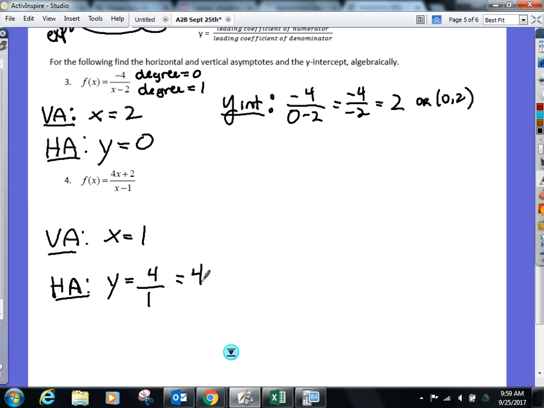What is it? Y cannot equal 4. There we go. Everyone's seeing the relationships now. Thank you, fellas. All right. And then finally, my y-intercept.